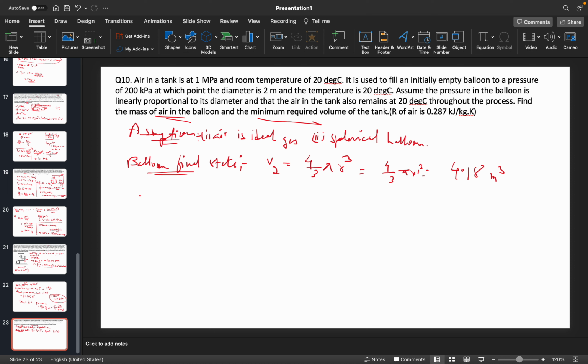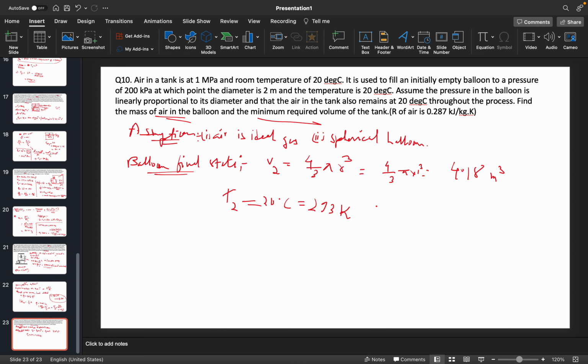Then you have to calculate the mass of the air in the balloon at the final state. So at the final state, what else do we know? Do we know the density? No. If nothing is given, you don't take the density of air as 1 because it consists of many other things, so you have to go another way. We can apply the ideal gas equation in the second state and then calculate the mass. Do we know the temperature in this balloon filling state? Yes, the temperature is the same, 20 degrees Celsius, so it will be 293 Kelvin.